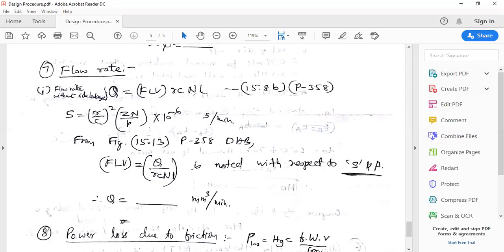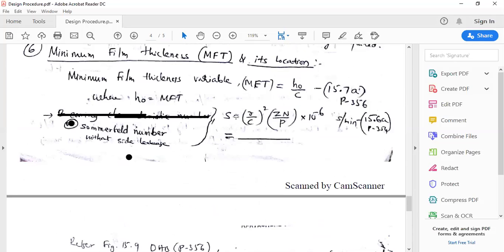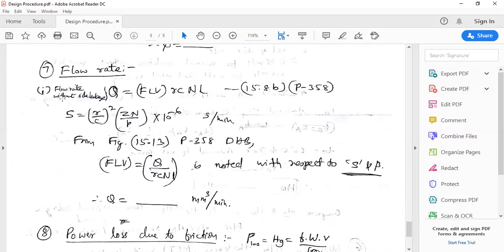Next comes flow rate. Q is given by two possible equations, with side leakage and without side leakage. With respect to Sommerfeld number calculation, we have to consider the without side leakage case itself, and with respect to all other things, we assume that there is no side leakage in the bearing. Therefore, only one equation, because we have to refer to the graphs or charts to note down some of the important parameters, using equation number 15.8b, page number 358 of the data handbook.